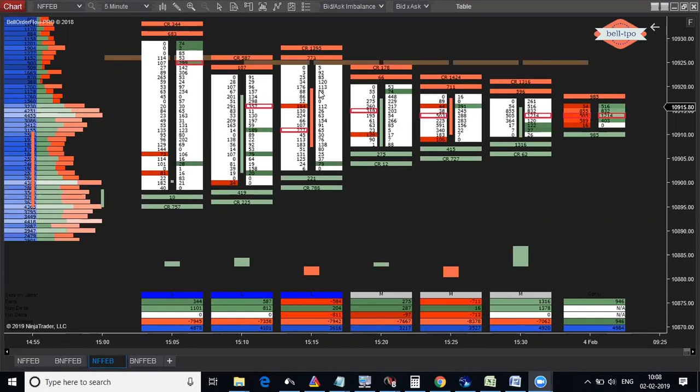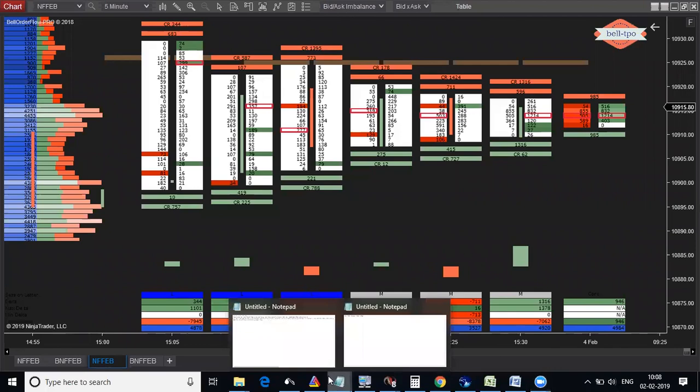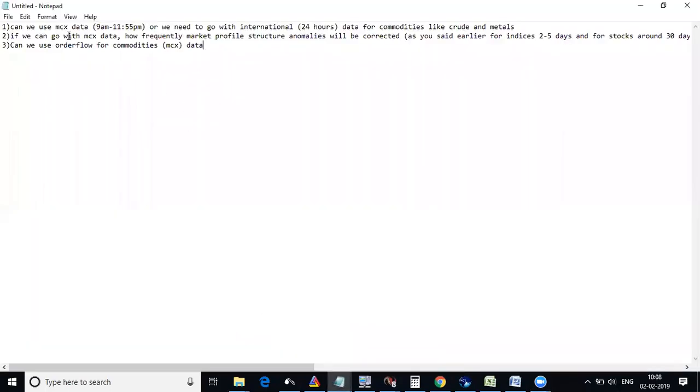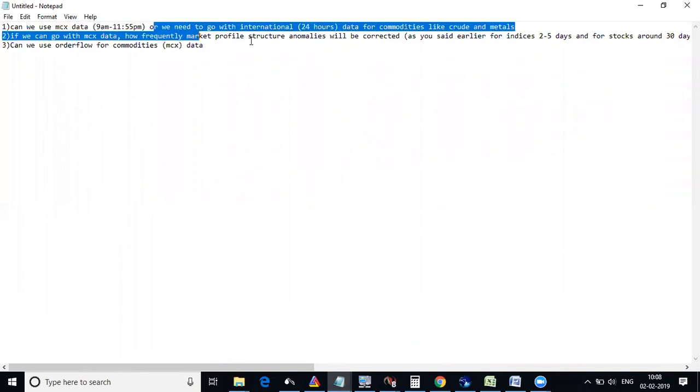Before getting into the session, I would like to address a couple of queries from the participants. This is one of the questions received in the morning. Can we use MCX data, 9 a.m. to 11:55 p.m., or do we need to go with the international 24 hours data for commodities like crude and metals? That's the question.